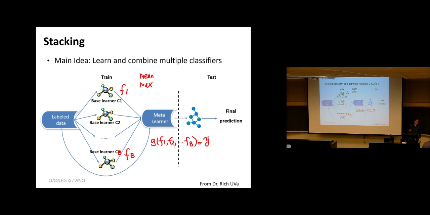Is this a linear function only, or can it be any? It can be many different kinds. The most intuitive is a linear function, and you really just learn the weights on top of F1, the weights on top of F2, the weights on top of FB. But you're really not limited to a linear function. It's just another classifier you can think about. Because before we were just taking the mean or the max. Exactly. So what we did in bagging was either the mean or the max.